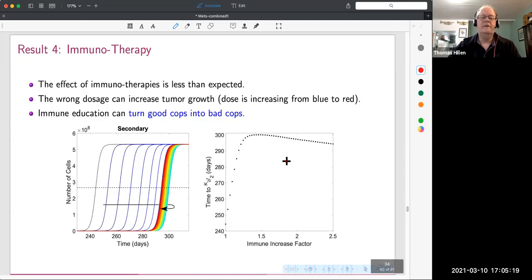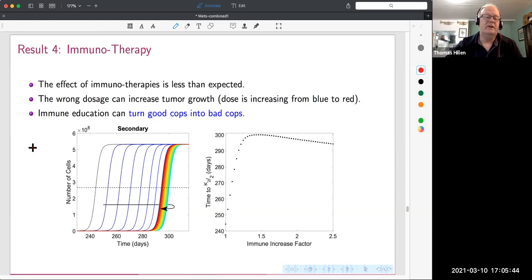Okay. Here is the relation to immunotherapy. So in immunotherapy, the idea is you take immune cells from the tumor environment outside of the body, and then you multiply them, and you also increase their fitness, and then you reinsert them into the body, and you hope that these new immune cells help to fight the cancer. And this is the case up to a limit.